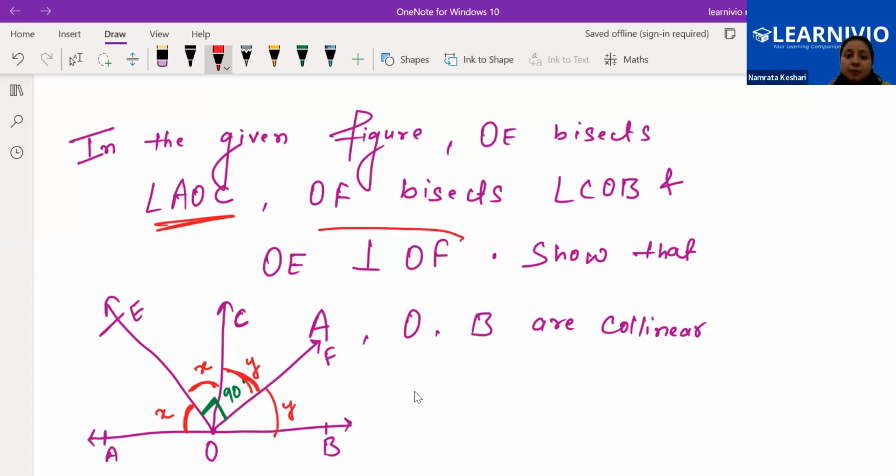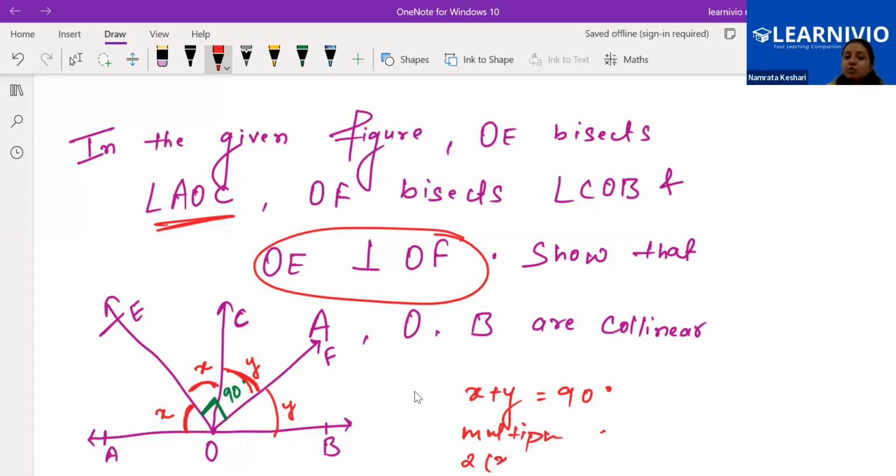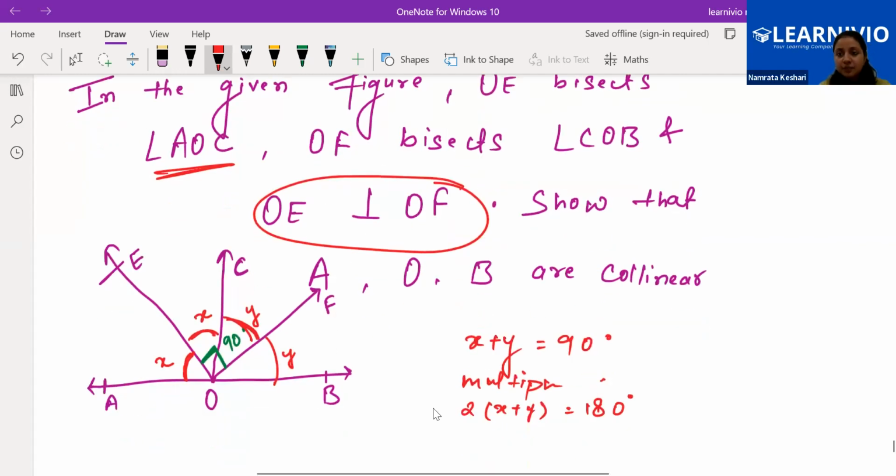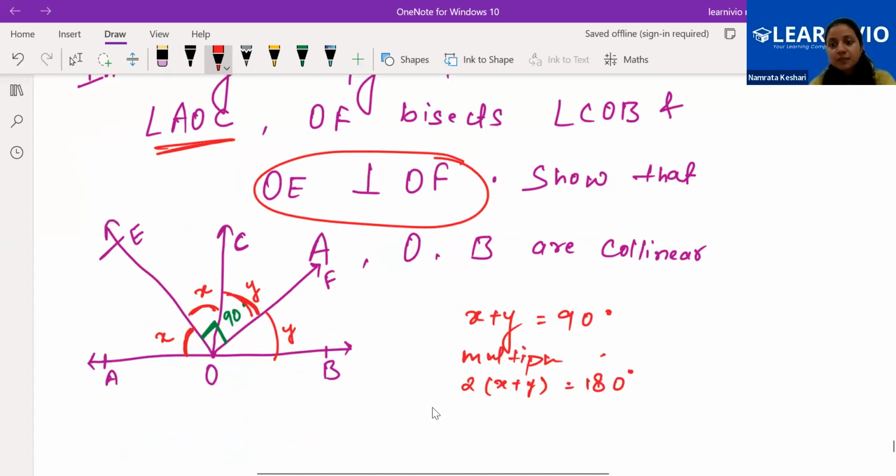OE is perpendicular to OF, that means x plus y is 90 degrees. Multiplying 2 on both sides, can we say 2 times (x plus y) is 180 degrees? Yes, ma'am. And 2 times (x plus y) means 2x plus 2y, that is 180 degrees. What is 2x? 2x means this angle, then the other angle AOE plus angle EOC plus angle COF plus angle FOB, all together.